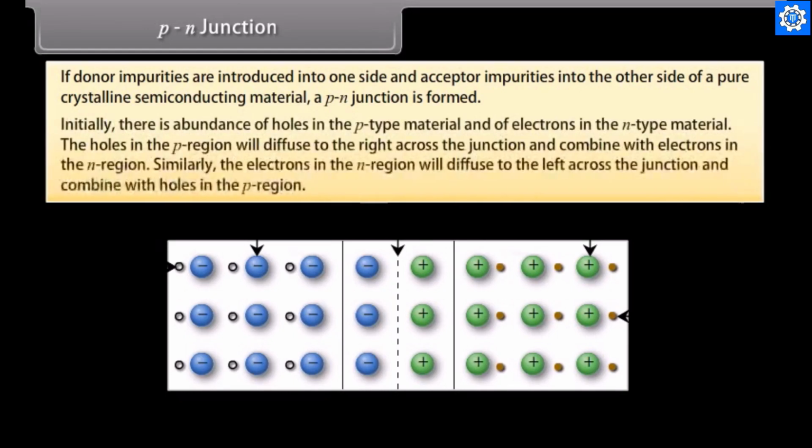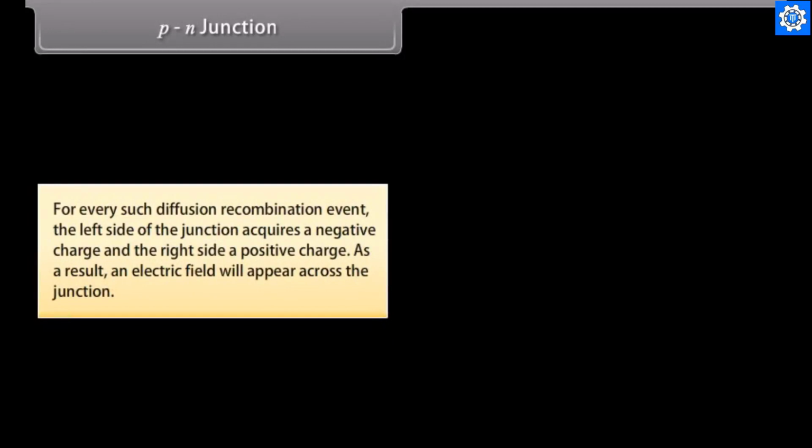Initially, there is an abundance of holes in the P-type material and of electrons in the N-type material. The holes in the P region will diffuse to the right across the junction and combine with electrons in the N region. Similarly, the electrons in the N region will diffuse to the left across the junction and combine with the holes in the P region. For every such diffusion recombination event, the left side of the junction acquires a negative charge and the right side a positive charge. As a result, an electric field will appear across the junction.